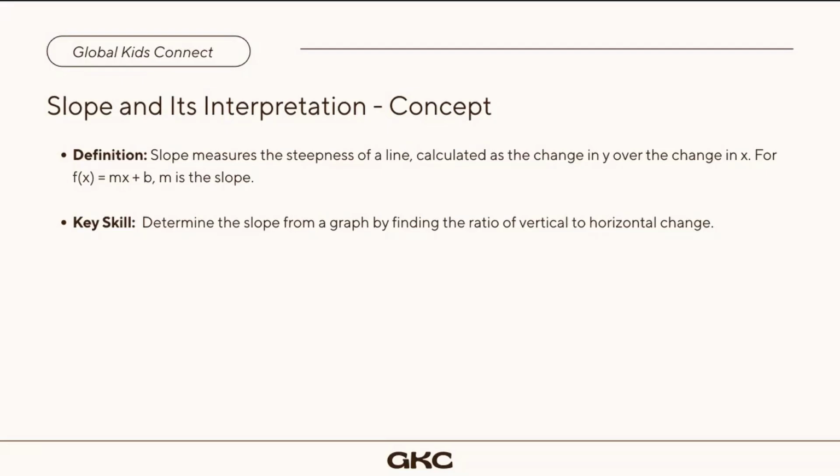We covered a bit of slope in previous classes, especially in linear equations, but we'll go through it again just to remember. The definition is: slope measures the steepness of a line, calculated as the change in y over the change in x. For example, if we have a linear equation like this, the slope is the value of m. A key skill is to determine the slope from a graph by finding the ratio of vertical to horizontal change. So always remember the slope equation, which is equal to the change in y over the change in x.